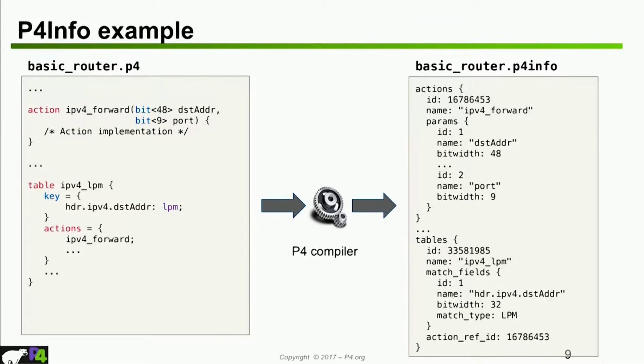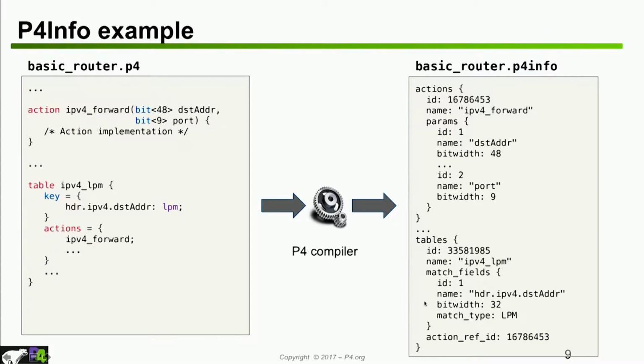Let's assume we want to use the same basic router P4 program we saw in the example before, in which we have an IPv4 forward table, an IPv4 forward action, and an IPv4 LPM table. This is what you see on the right. It's the output of the P4 compiler, the so-called P4Info. You can see we have an action section in which the IPv4 forward action is specified with its ID and the parameters required by this action, like destination address, where the value needs to be 48 bits, and port with a 9 bit value.